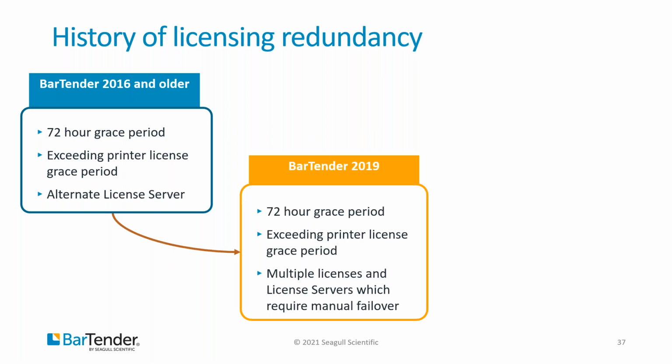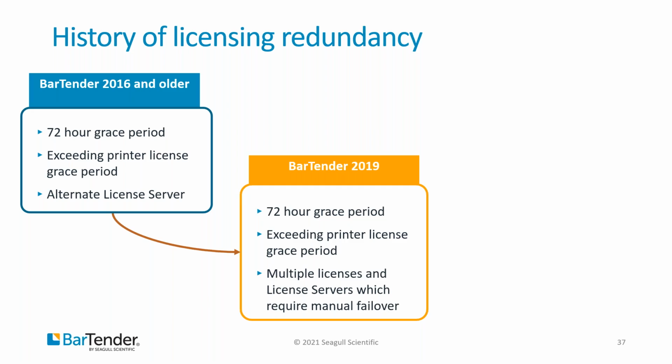In BarTender 2019, we retained the 72-hour grace period, we retained the exceeding your printer licensing, but we lost the ability to have an alternate license server. However, because we re-engineered the license server, it was possible to host multiple license servers and to have them hosted from any of your BarTender clients.